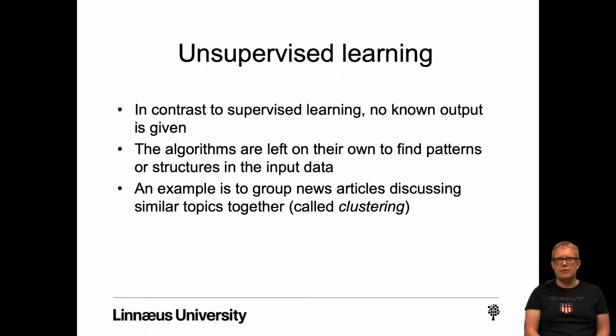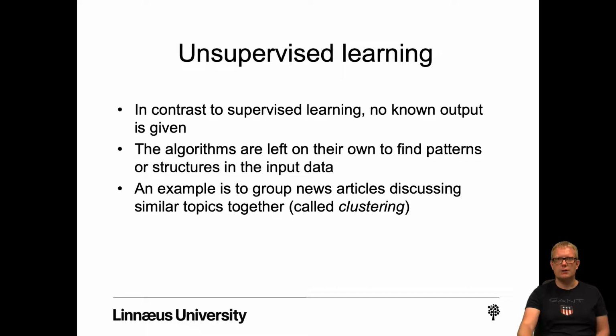In unsupervised learning, the second type of learning problem, we don't know the actual outputs of the examples. We only know the inputs. And the algorithms are then left on their own to find patterns or structures in the input data. An example is to group news articles discussing similar topics together, a problem we call clustering.